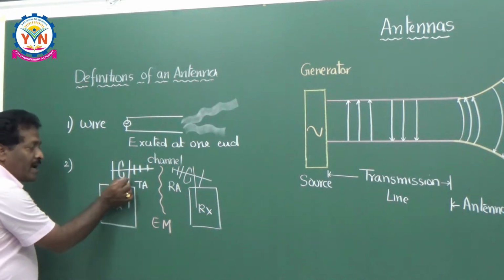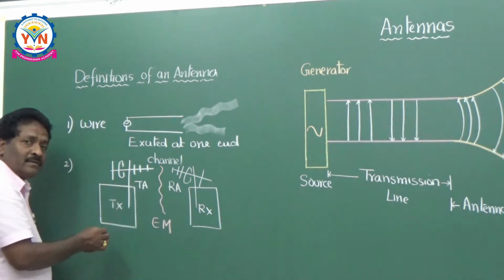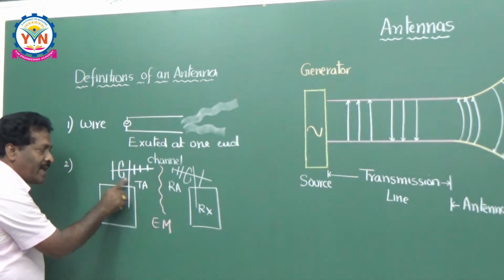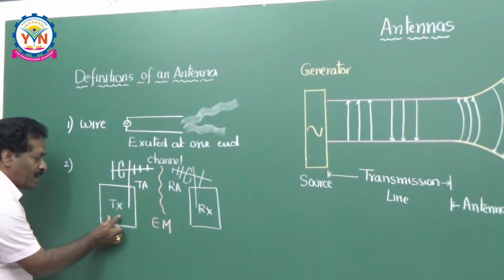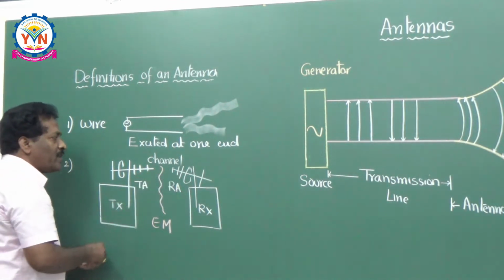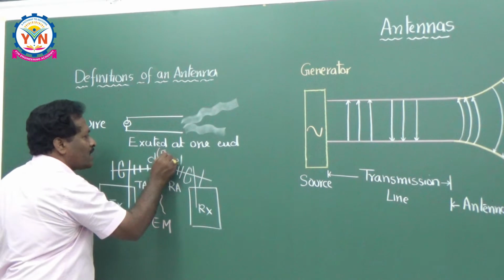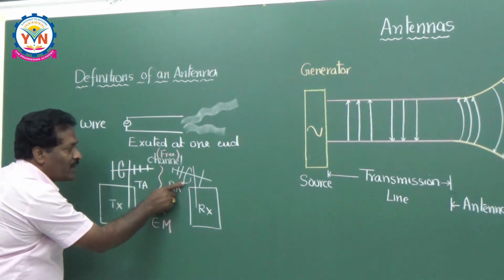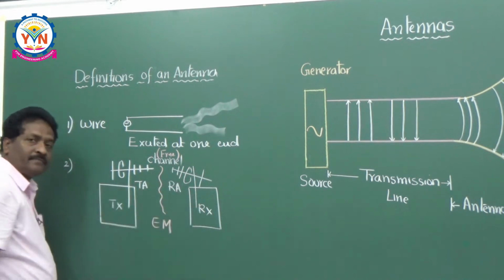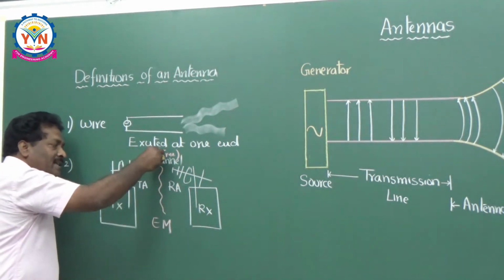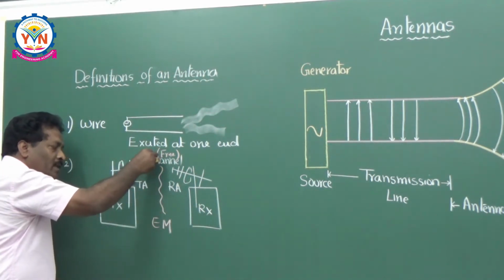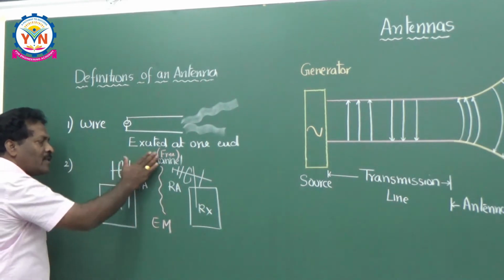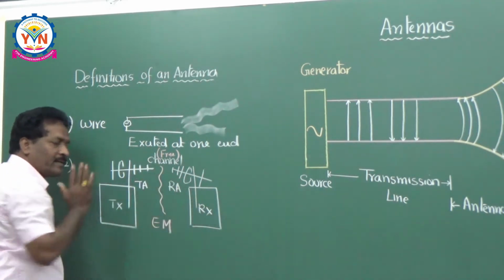So where will the antenna be placed in the communication? The antenna acts like an interface between the transmitter and free space. Free space means it is a channel. This is called free space. And it also acts like an interface between the free space and the receiver. That means it acts like an interface between your transmitter, free space and receiver.